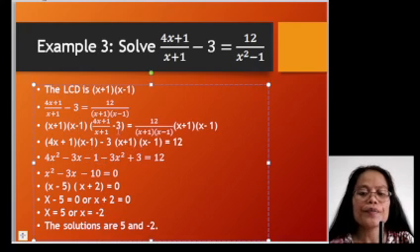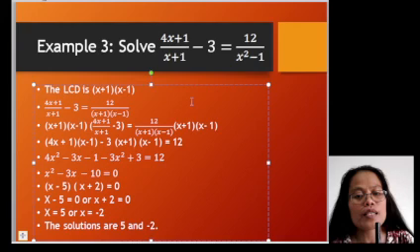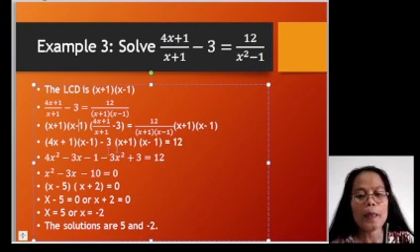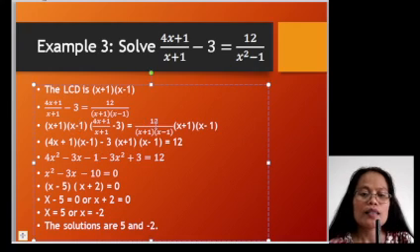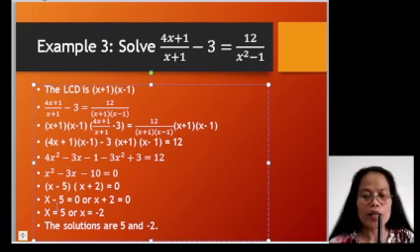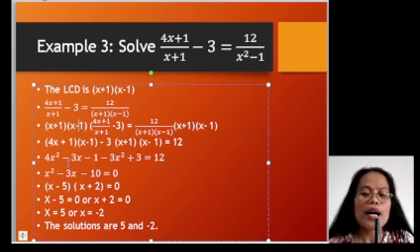And here, we know already that x plus 1 times x minus 1 is equal to x squared minus 1. So we will multiply negative 3 times x squared minus 1. So we have negative 3x squared plus 3, because negative 3 times negative 1 is positive 3, equals 12. And we get x squared minus 3x minus 10 equals 0, because we combine like terms.